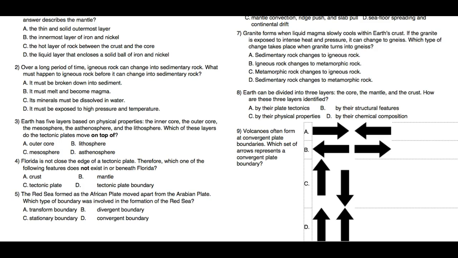Question 9. Volcanoes often form at a convergent plate boundary. Which set of arrows represents a convergent plate boundary? You will need to make sure you study the arrows and bubble in the correct answer.